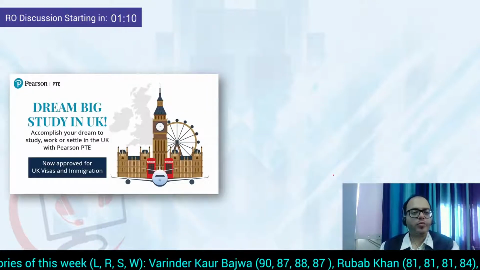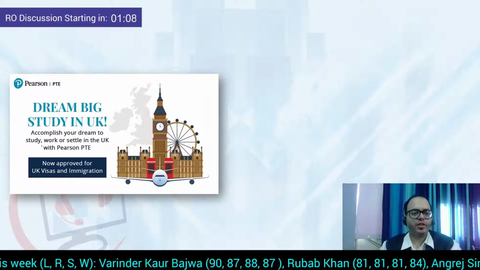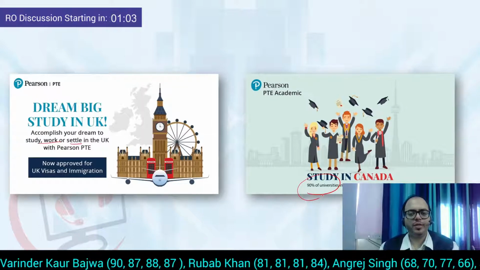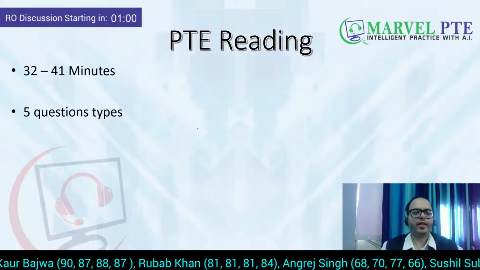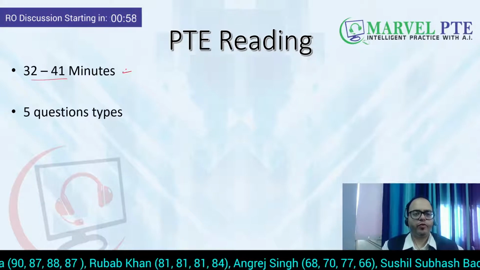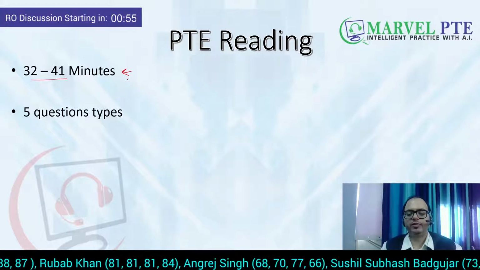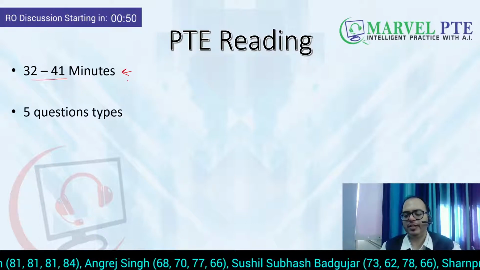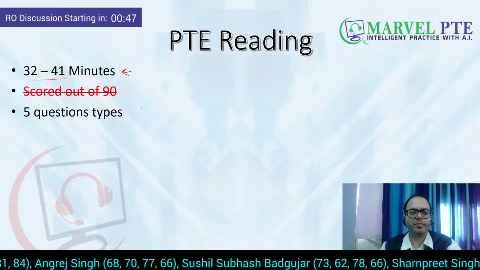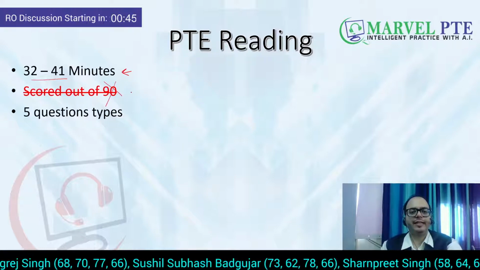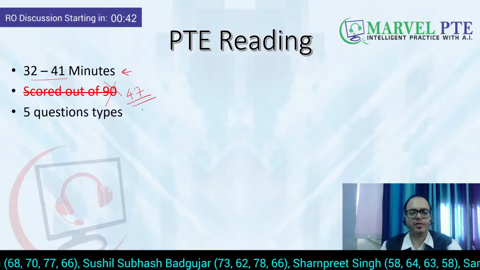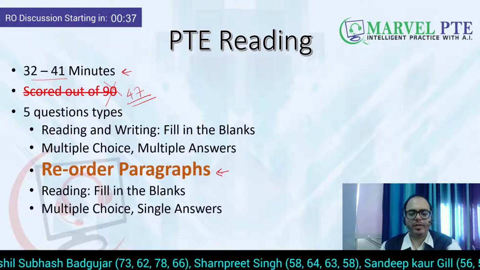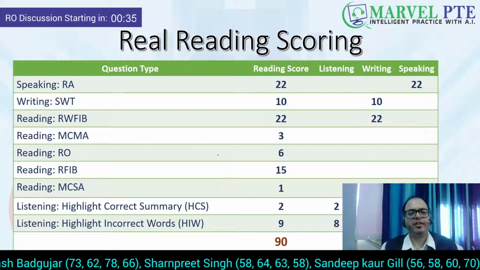PTE is now accepted for study, work, or settlement, and 90% of Canadian universities now accept PTE Academic. PTE Reading is 32 to 41 minutes, so you have to manage your time yourself. Unlike other sections where you get an individual question timer, over here there is no individual question timer, and it is not scored out of 90, it is scored out of 47 marks, and it has 5 question types. The third question type is reorder paragraph, and this is the real PTE reading scoring.